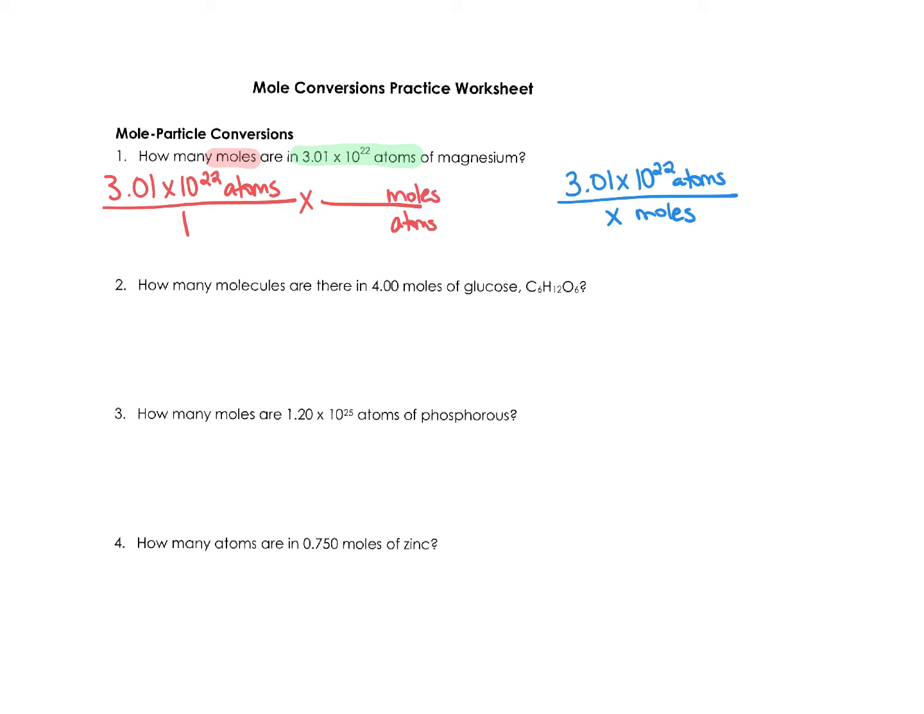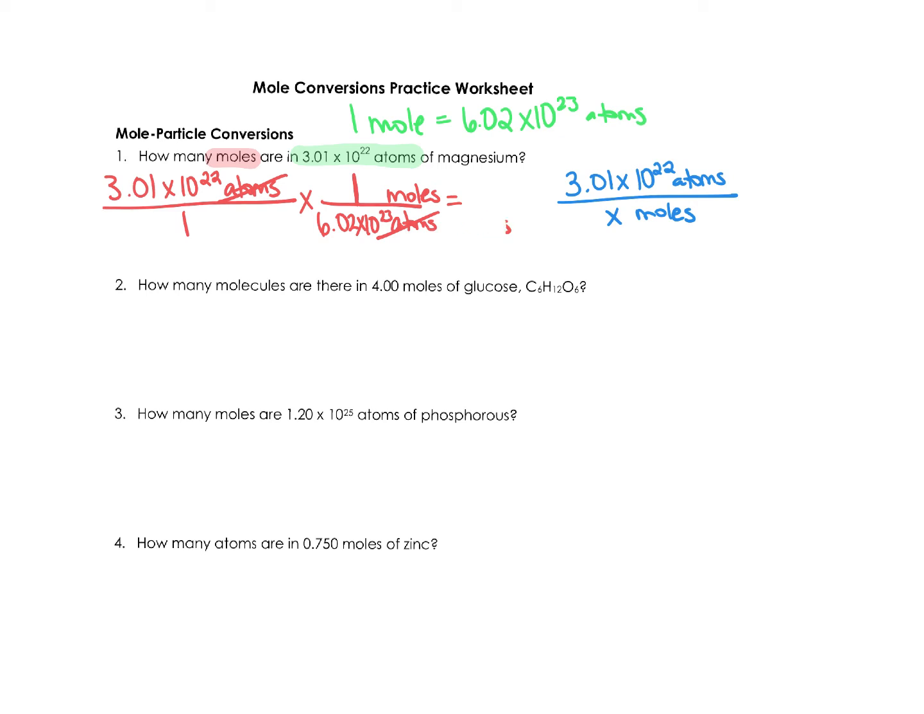Now we've got to think about what is the relationship that we know between moles and atoms. Well, we know that 1 mole is equal to 6.02 times 10 to the 23rd atoms. So this is the relationship that we're going to use. So I'm going to put 1 mole on top since that's where my word mole is, and I'm going to put 6.02 times 10 to the 23rd atoms since atoms is on the bottom. So atoms is going to cancel out so that way my answer is in moles.